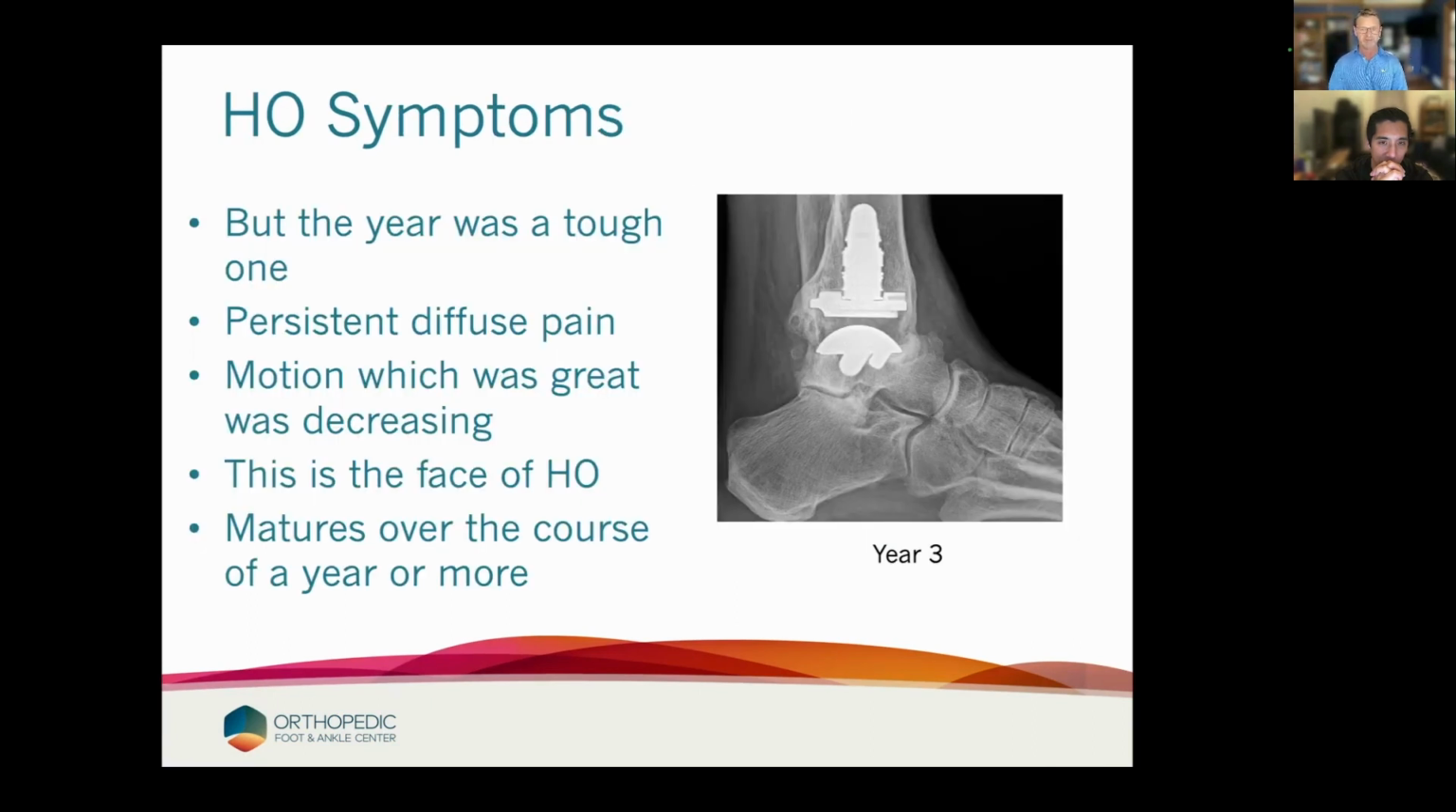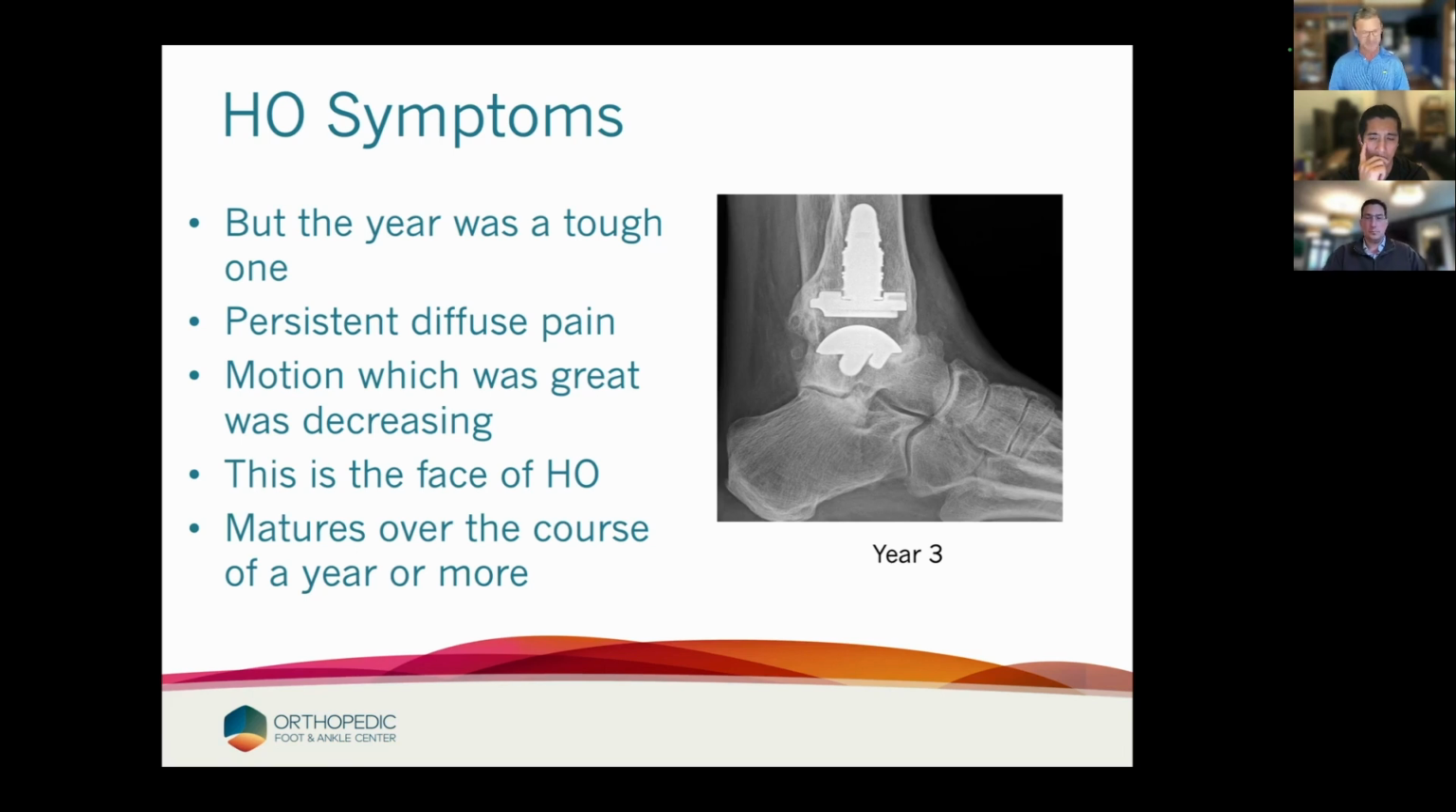But the problem is the year was tough. She was in my office every few weeks because she had real pain. It was a diffuse pain. She had a really hard time describing it, and her motion was getting worse. So we were working through therapy. She had extended therapy. Motion was going down, down, down. And if you haven't seen it, this is the face of HO. It's the patient that has persistent inflammation, decreasing range of motion, no obvious X-ray explanation of it.